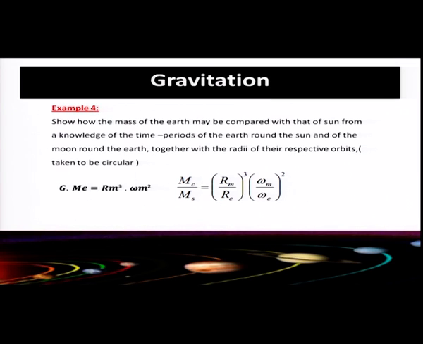I will read out this problem. Show that the mass of the earth may be compared with that of the sun from a knowledge of the time periods of the earth round the sun and of the moon round the earth, together with the radii of the respective orbits taken to be circular, which is given by Me by Ms is equal to Rm by Re the whole power 3 into Te by Tm the whole square. So, this is the problem.